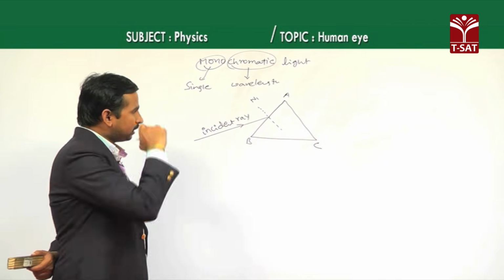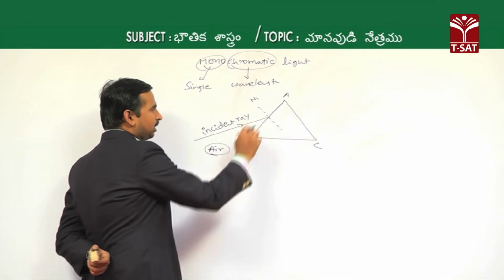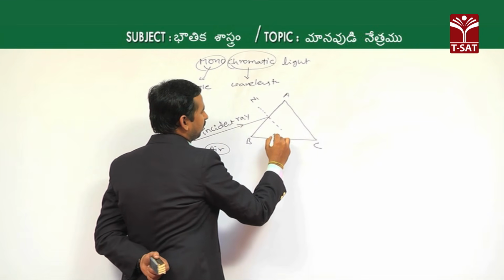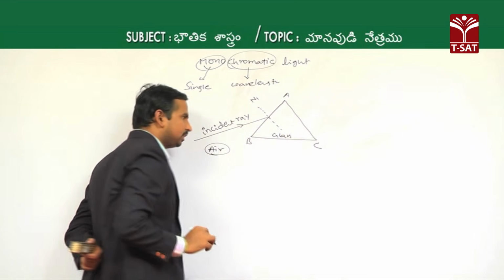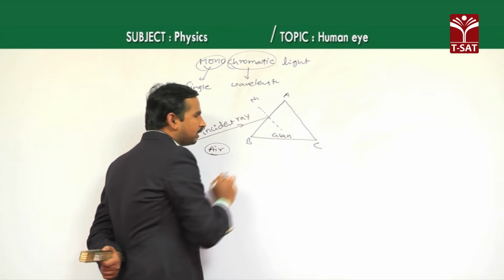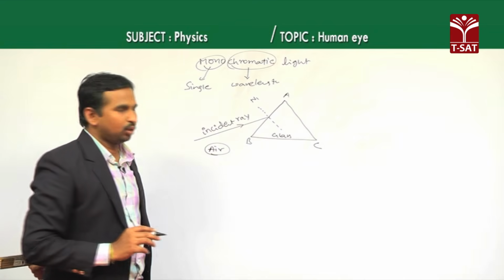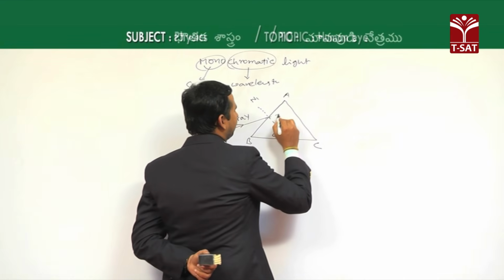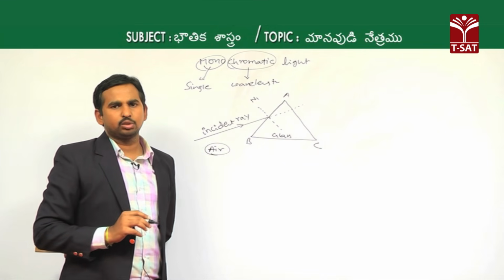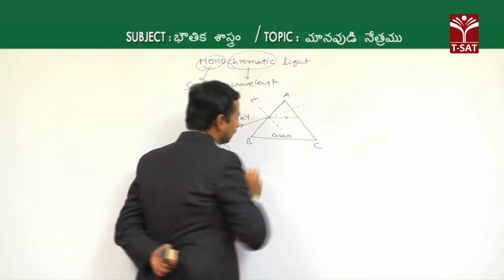Now, whenever the incident ray you are taking is in the air medium, and this glass prism is made of glass, which is a denser medium. As the light ray is coming from rarer to denser, the light ray bends towards the normal. The actual path of the light ray is to go straight, but here the light ray bends towards the normal, like this.